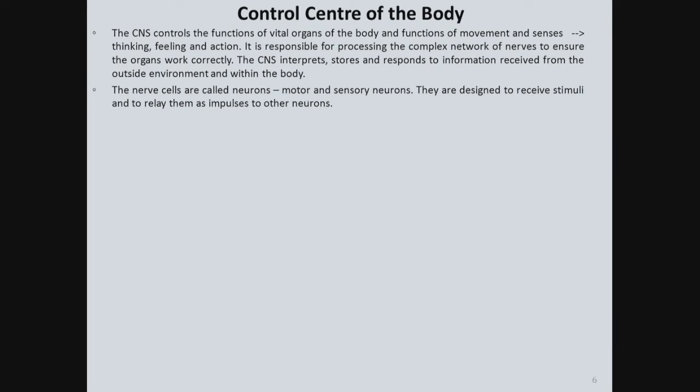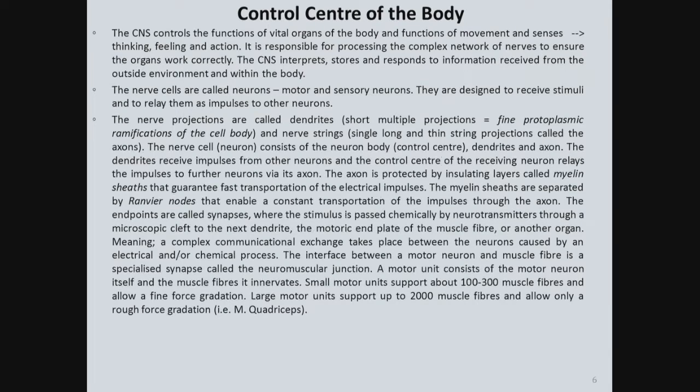The nerve cells are called neurons, motor and sensory neurons. They are designed to receive stimuli and to relay them as impulses to other neurons. The nerve projections are called dendrites, short multiple projections, fine protoplasmic ramifications of the cell body, and nerve strings, single long and thin string projections called the axons. The nerve cell, neuron, consists of the neuron body, control center, dendrites and axon.